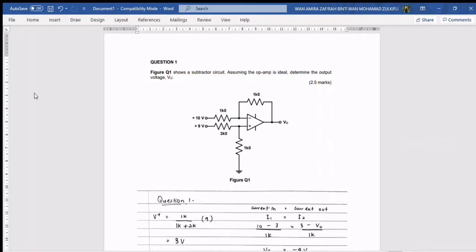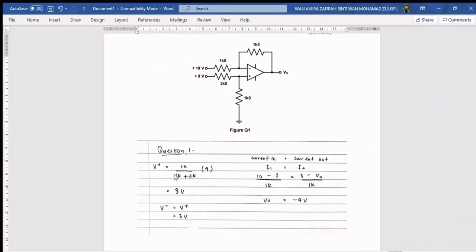As we can see here, the question only has one op-amp. The first thing that we need to do is find the value of V plus and V minus. The value of V plus can be obtained by applying VDR. So 1K over 1K plus 2K multiplied by 9 volt, we obtain the value of V plus is 3 volt. The value of V plus is equal to V minus, so V minus is also 3 volt.